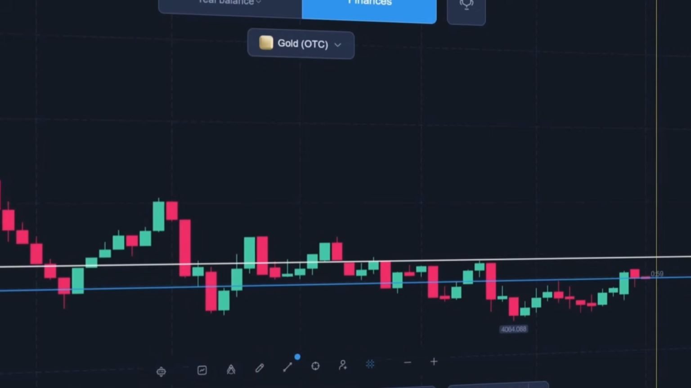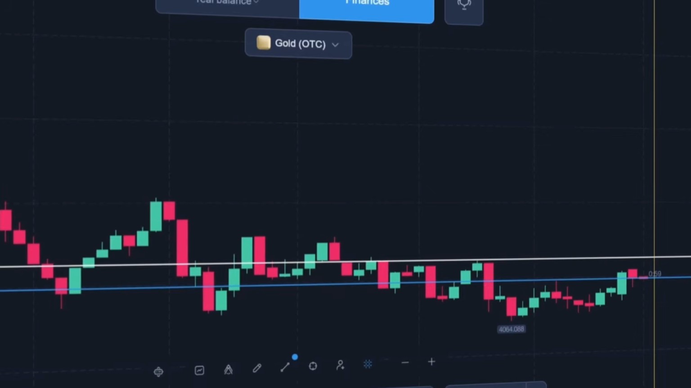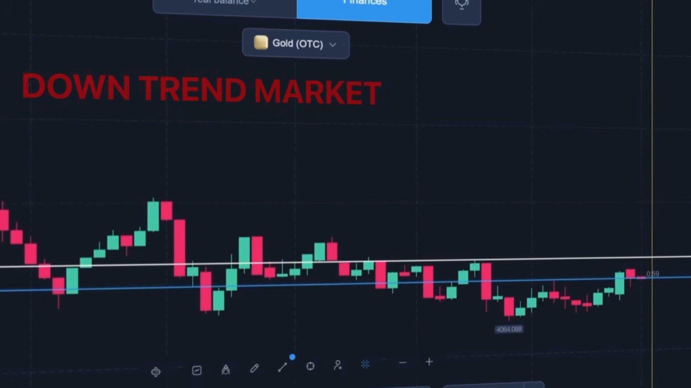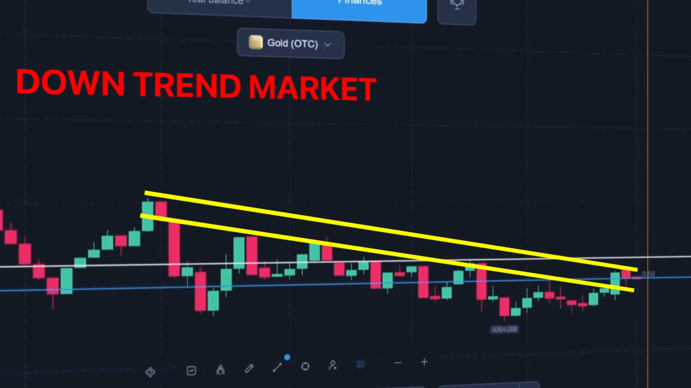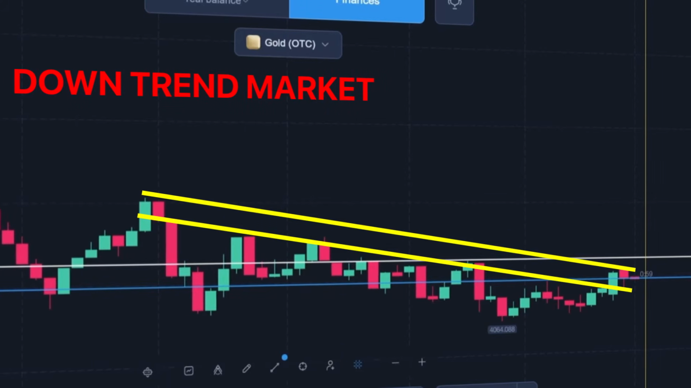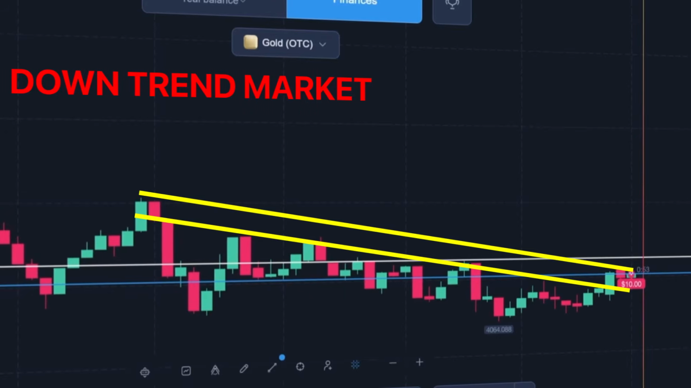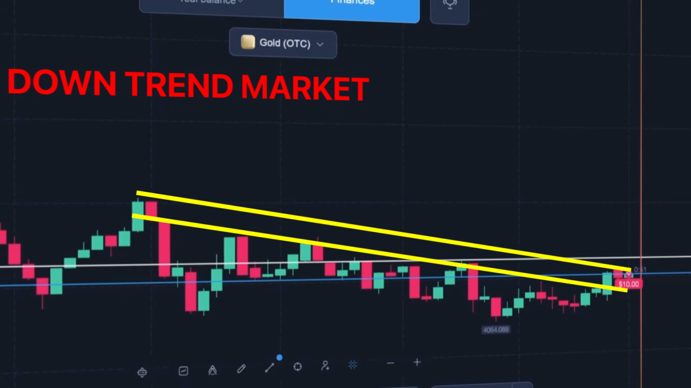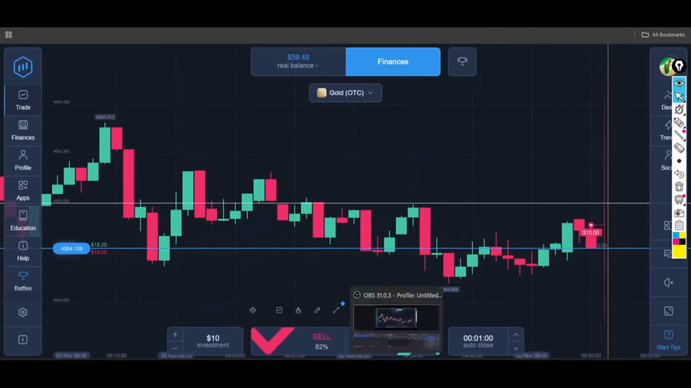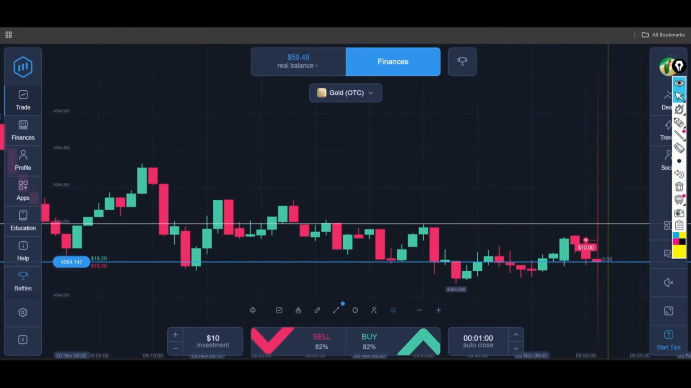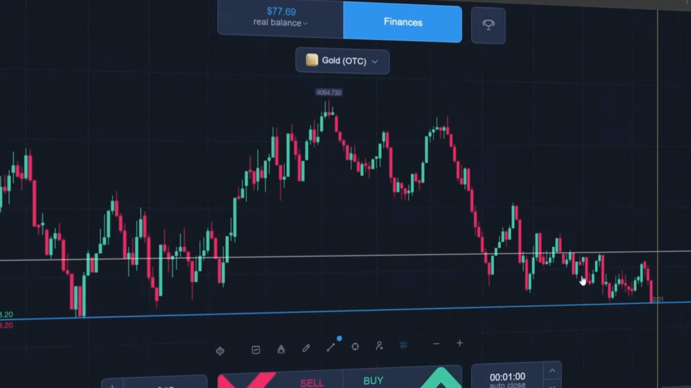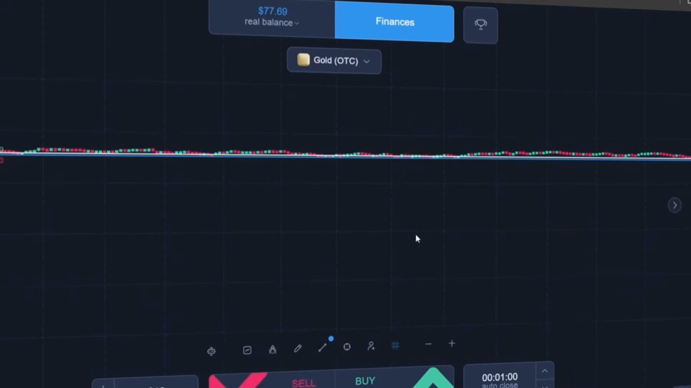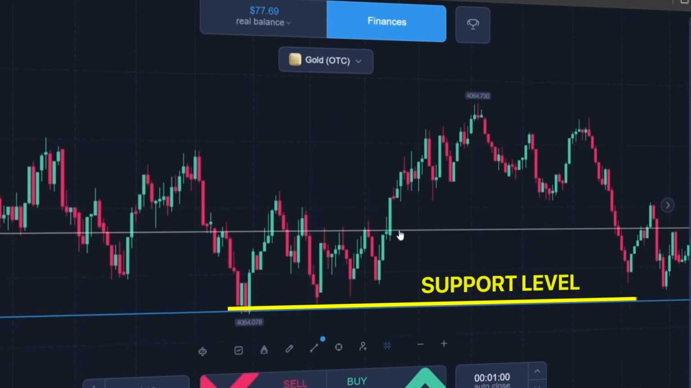If we move to the gold OTC market, we can see that this market is also in a downward trend. If we draw a line like this, we can see that the price has always changed direction in this zone. So, I placed another $10 sell trade right here. Another $8 profit.